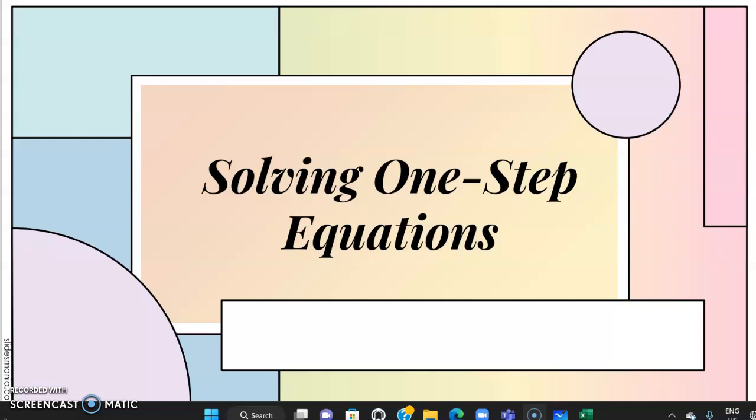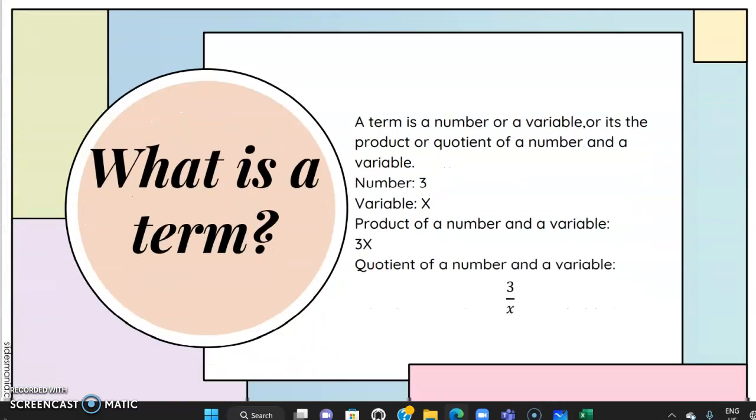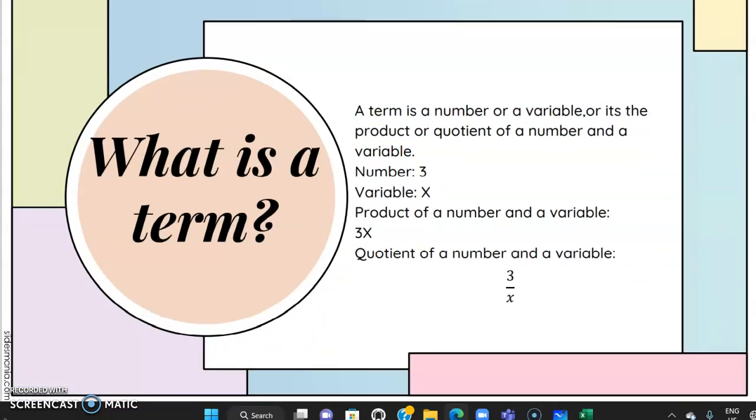Hello everyone, in this video I'll explain how to solve one-step equations. Before we start, I have to remind you of what a term is. A term is a number or a variable, or it's the product or the quotient of a number and a variable. An example of a term that is only a number is 3. An example of a term that is only a variable is x.